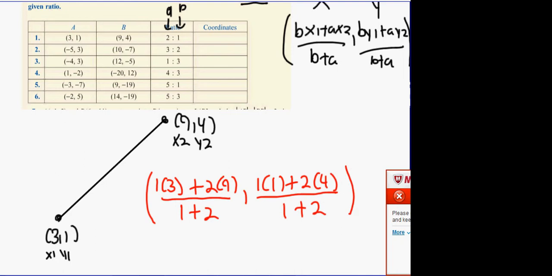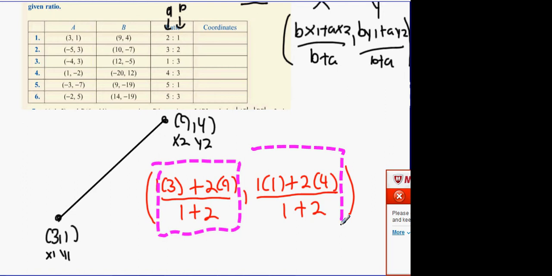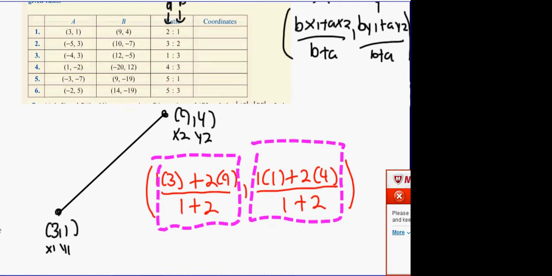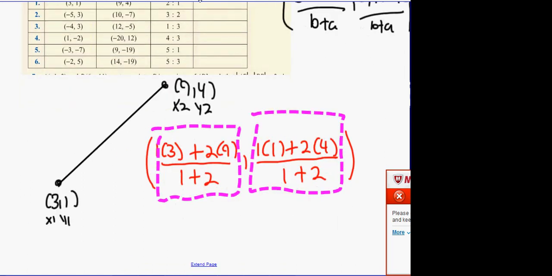Your job is to put each one separately into the calculator and figure out what its number is. And when you put that into your calculator, you will get the point 7, 3.